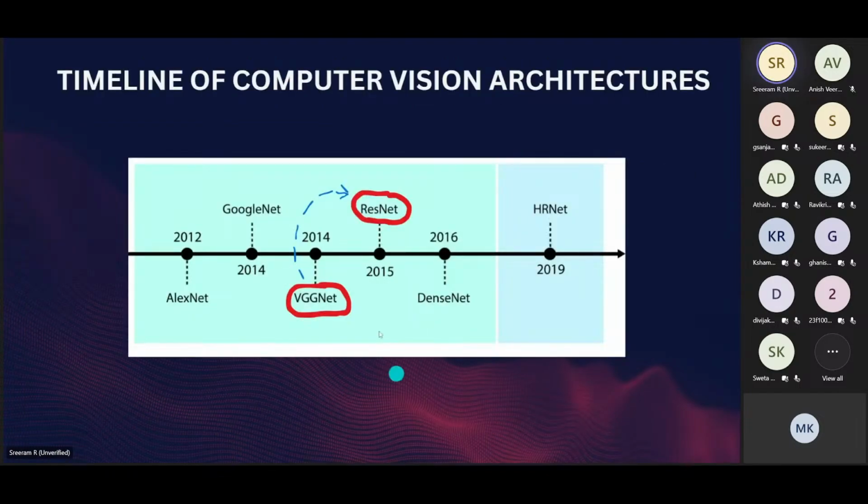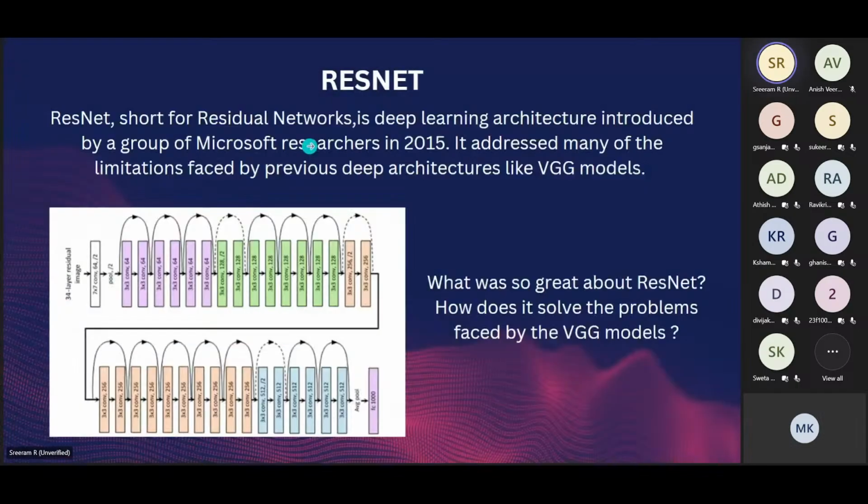Now this shows you the timeline of computer vision architectures, right? VGGNet came up in 2014, and now the architecture that we are going to discuss, which is the backbone for various computer vision tasks, is ResNet. That came up in 2015. ResNet in short is residual networks. It's a deep learning architecture introduced by a group of Microsoft researchers in 2015.